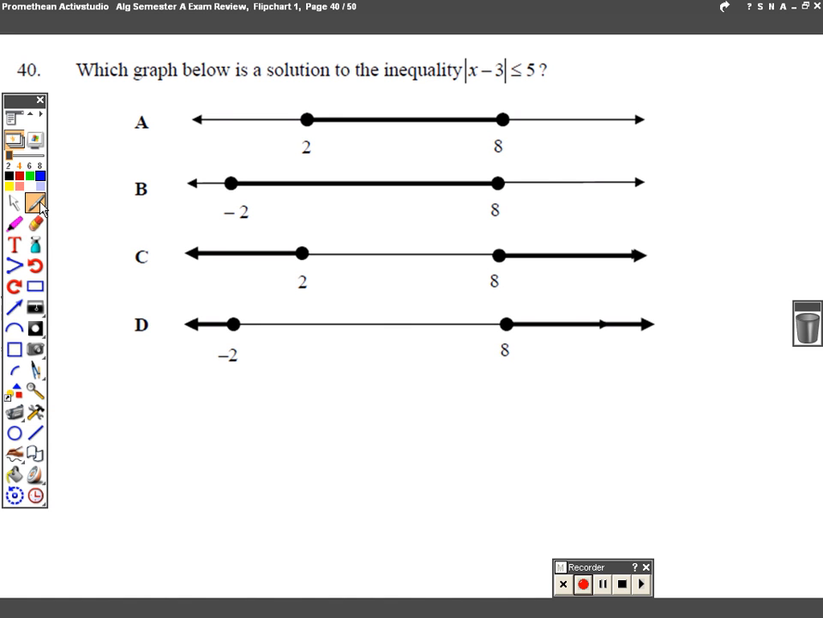Problem number 40. For this one, you have to notice that we are doing absolute value. And when you're doing absolute value equations, in order to solve them, you actually need to solve them twice. So what I'm going to do is something that I call splitting the equation. So the first way you write it is exactly how it's written.